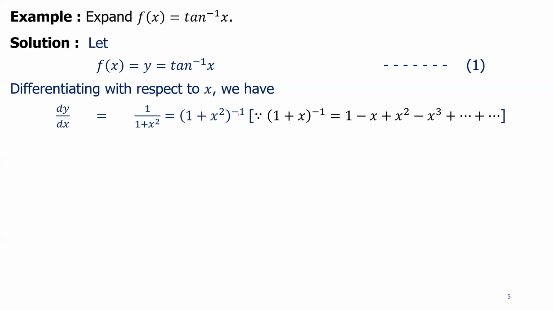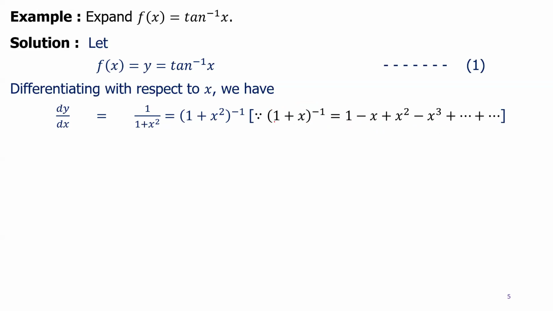Now we know the binomial expansion of 1 plus x to the power minus 1. It is nothing but 1 minus x plus x square minus x cube plus x to the power 4 minus x to the power 5 and so on. The signs alternate: the powers are x to the power 0, meaning 1, then 1, 2, 3, 4, and so on. For the even terms we get positive terms, and for the odd terms we write negative terms.